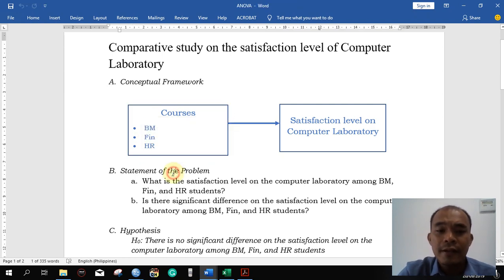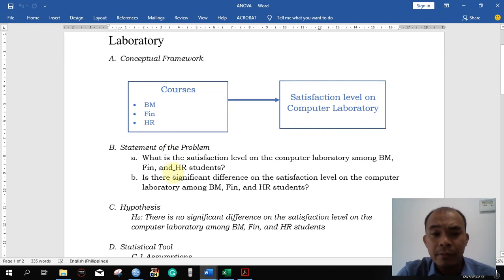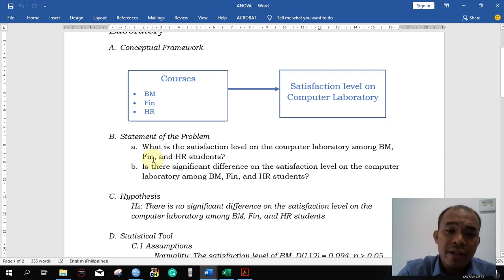So in this case, our statement of the problem is, the first statement of the problem, what is the satisfaction level on the computer laboratory among BM, finance, and HR students? So that's the first statement of the problem. The second, is there a significant difference?